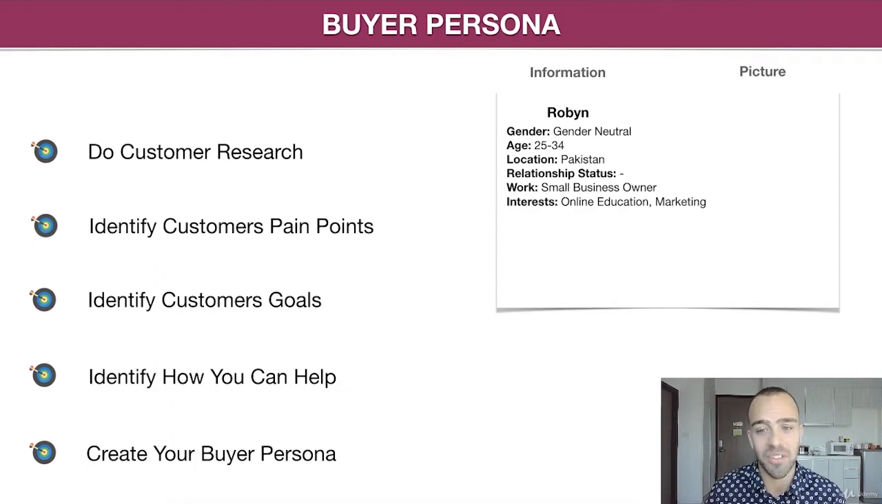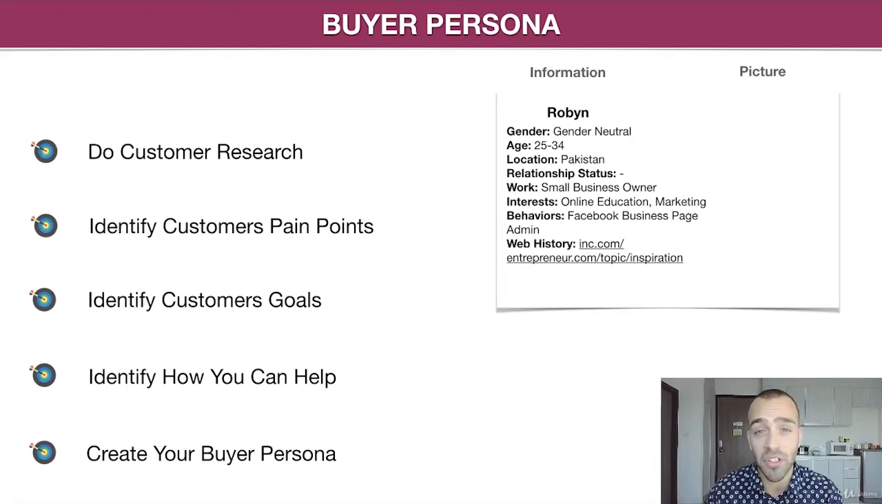And then we have the interest. This is interesting. So this person is interested in online education and marketing. They have to be interested in those two topics in order for us to be able to sell this online course to them. And then we have the behaviors. What types of behaviors do they have? Our potential customers are running Facebook business page admin groups. They are really driven.